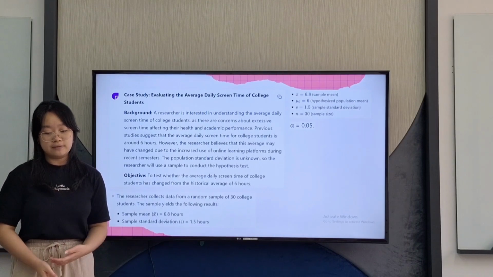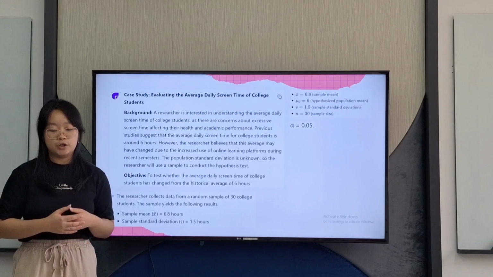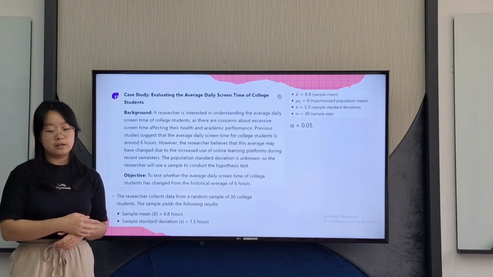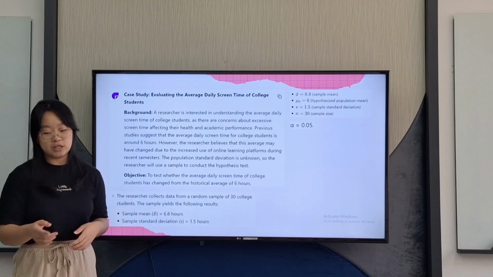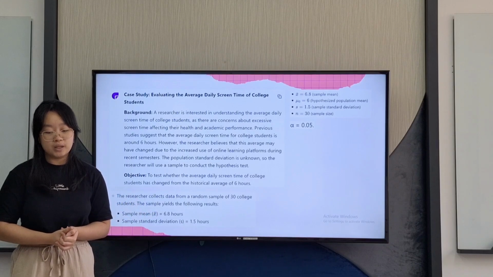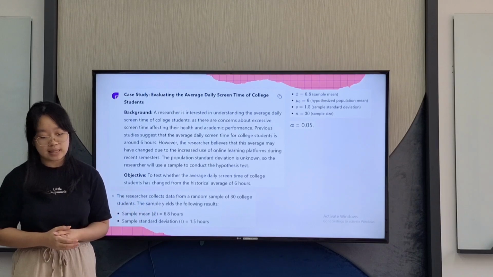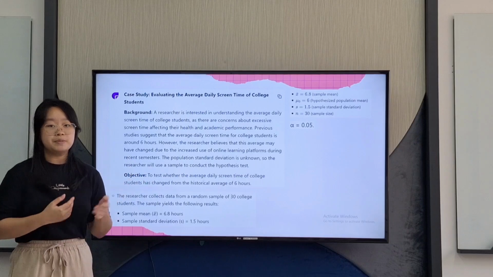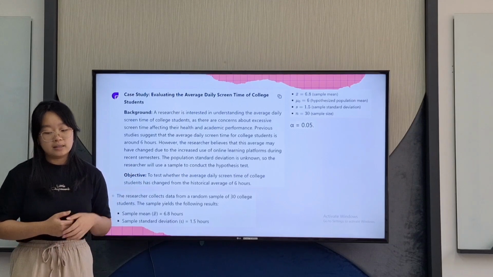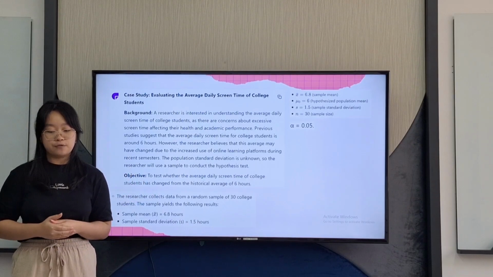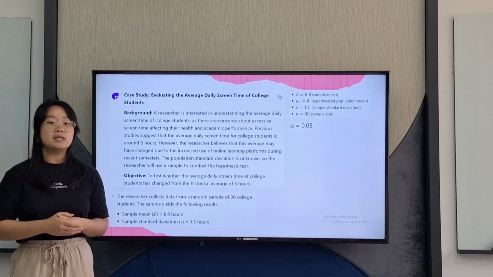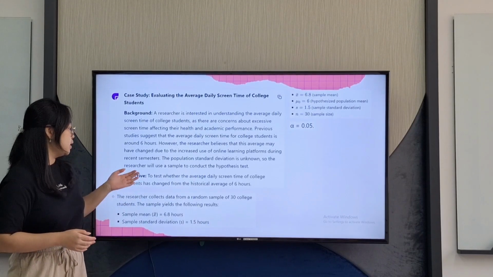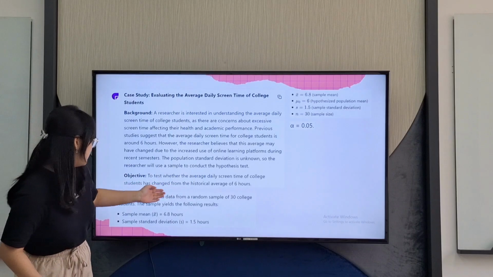However, the researcher believes that this average may have changed due to the increased use of online learning platforms during recent semesters. The population standard deviation is unknown, so the researcher will use a sample to conduct the hypothesis test. Here, the objective is to test whether the average daily screen time of college students has changed from the historical average of 6 hours. Here we can note that this is a two-tail because the keyword here is has changed.